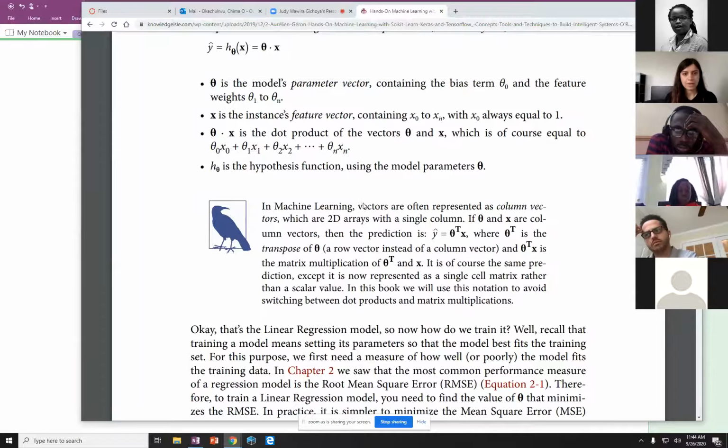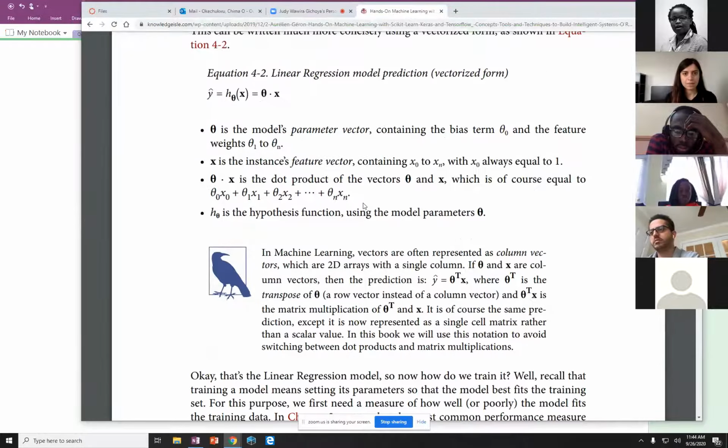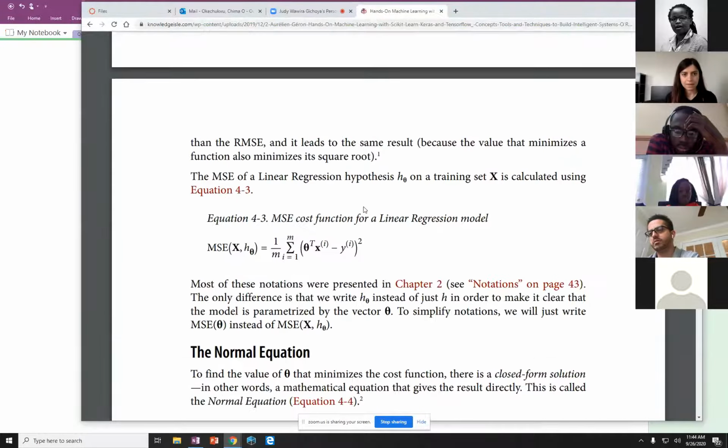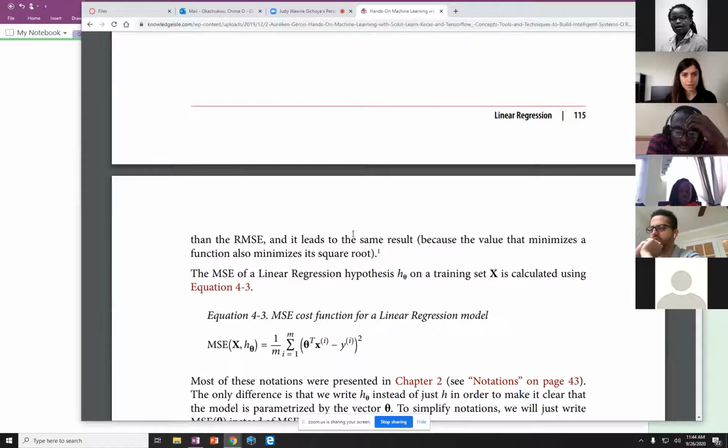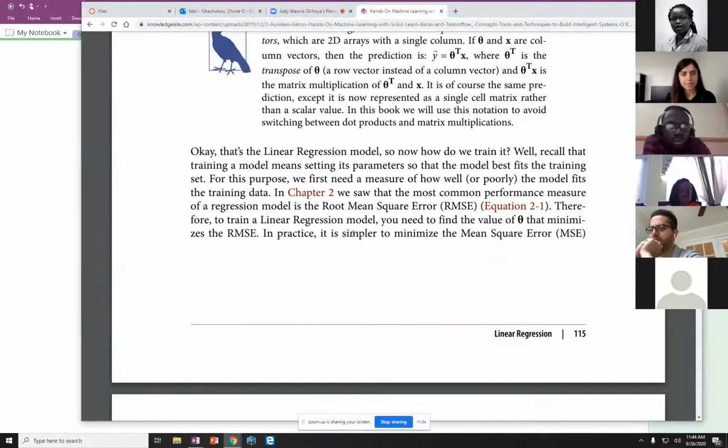It was actually the root of that, but apparently scikit-learn does a better job without the square root. So that's why they're doing MSE rather than RMSE.